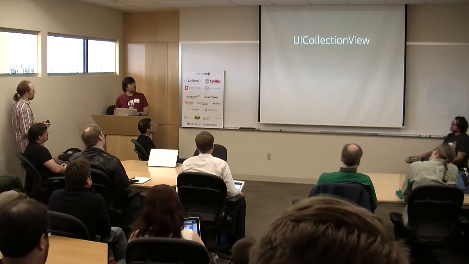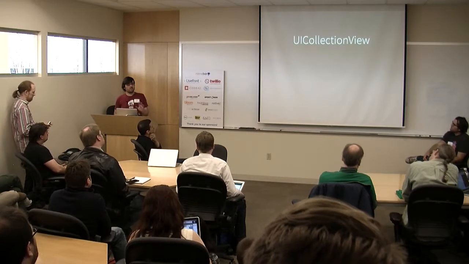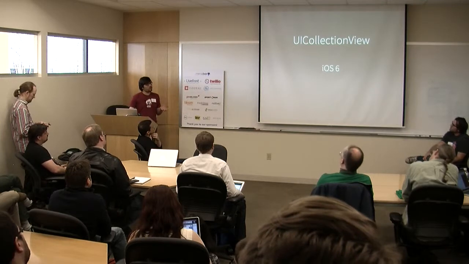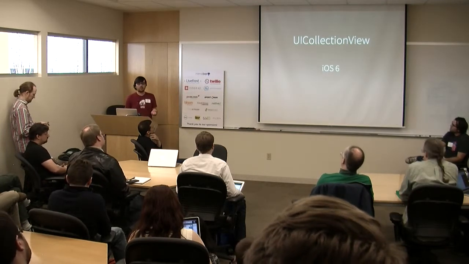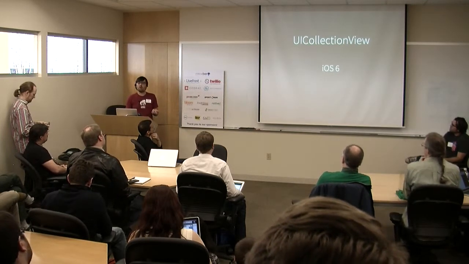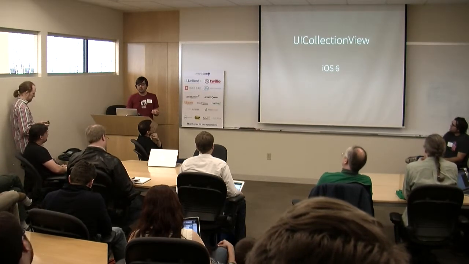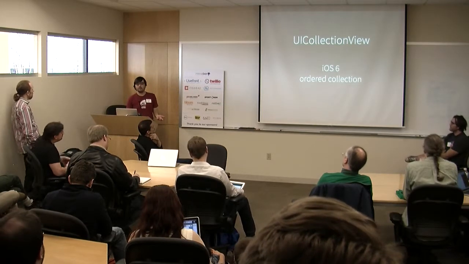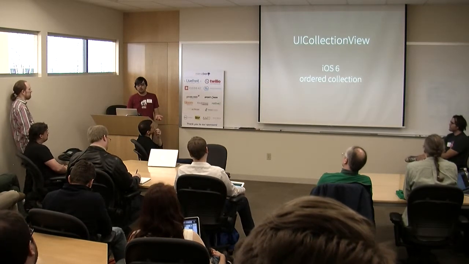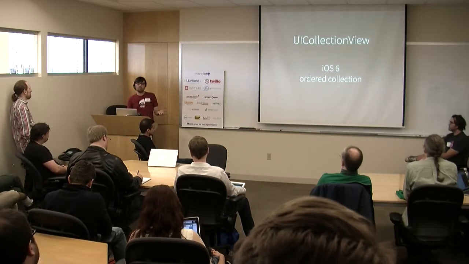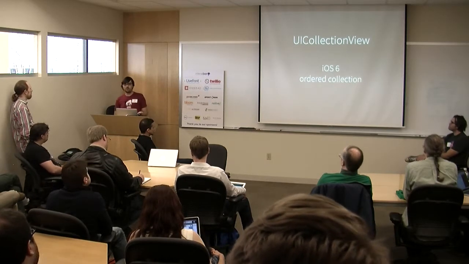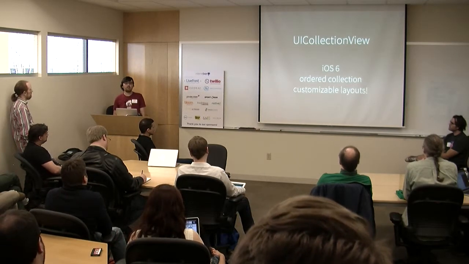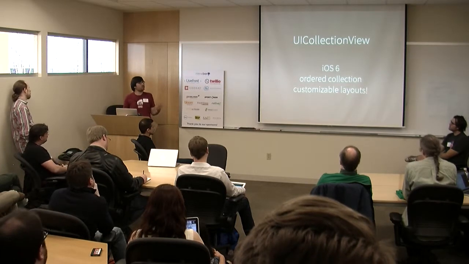So just starting with UICollectionView, I'm going to try to give a quick refresher of how that works. It was introduced in iOS 6, which I think is another interesting thing, is that this has been around for a while. Basically what it lets you do is display an ordered collection of views, right? Which isn't super interesting, right? We've had table views for years and years, so we were able to do exactly what this is saying. But the key thing is that you can define customizable layouts. And that's what sets collection views apart.